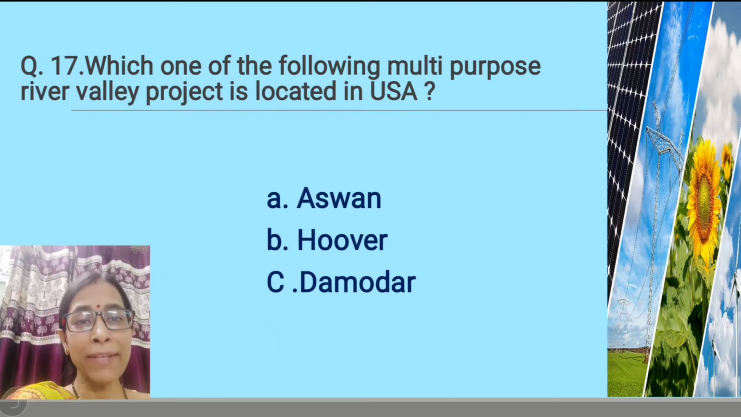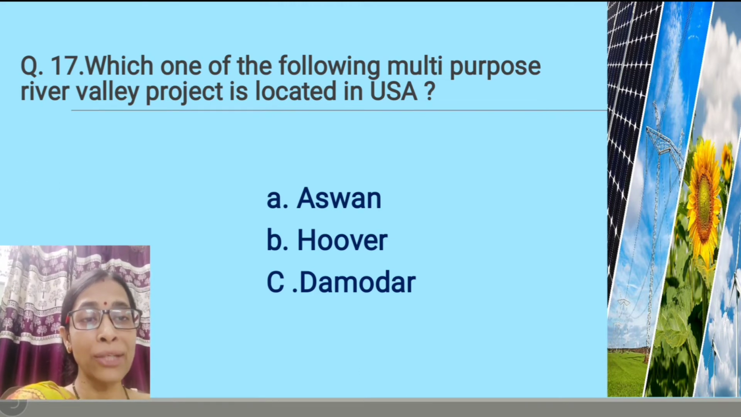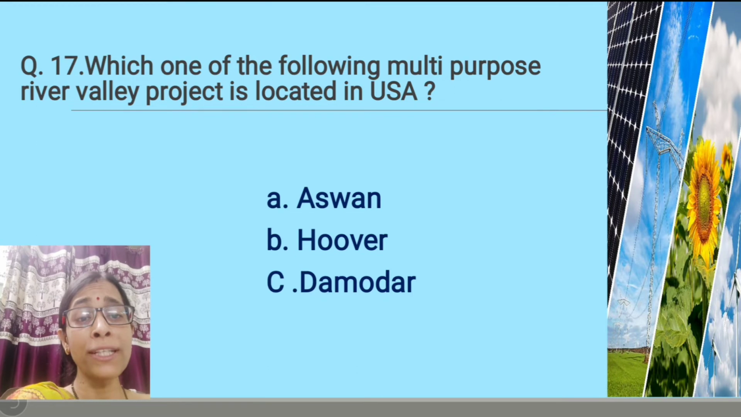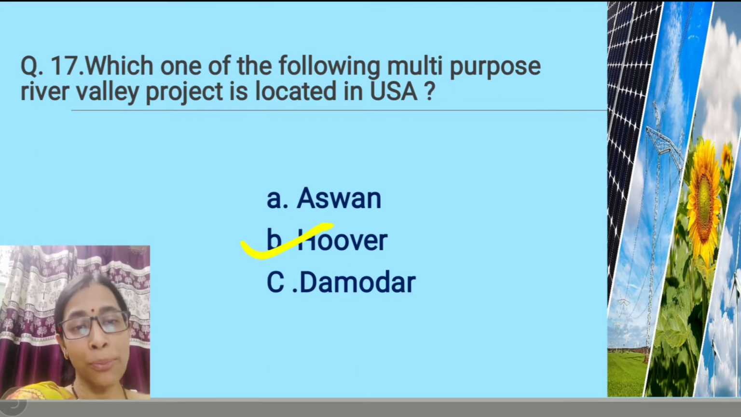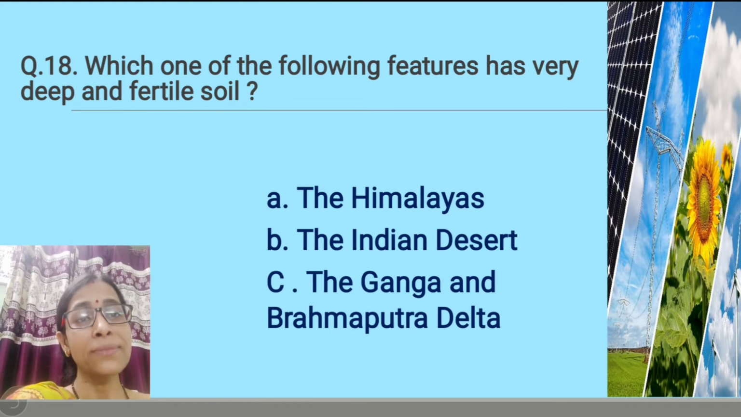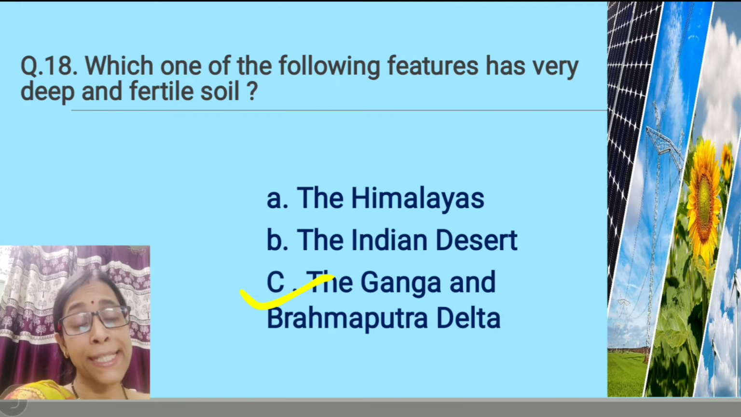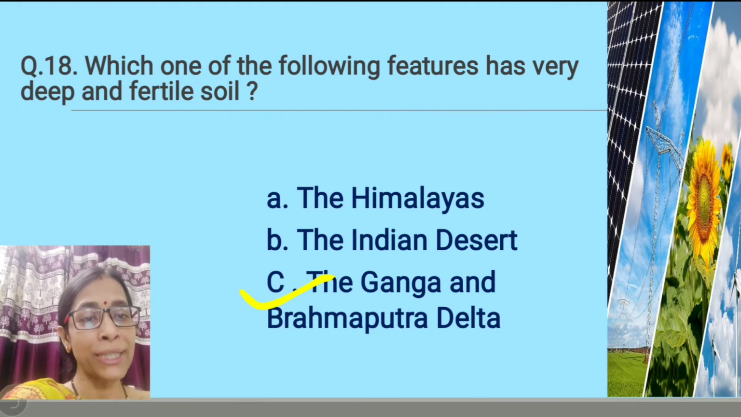Then question number 17. Which one of the following multi-purpose river valley project is located in USA? Is it Hirakud? Is it Hoover? Is it Damodar? The correct option is B, Hoover. Question number 18. Which one of the following features has very deep and fertile soil? The Himalayas, the Indian desert, the Ganga and Brahmaputra delta. The correct option is option number C, the Ganga and Brahmaputra delta.